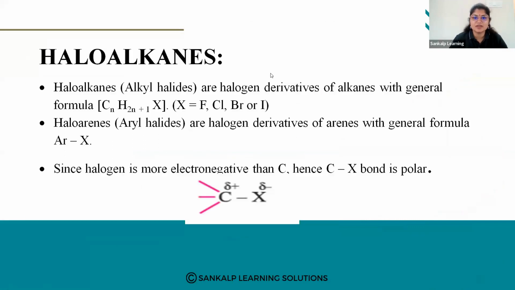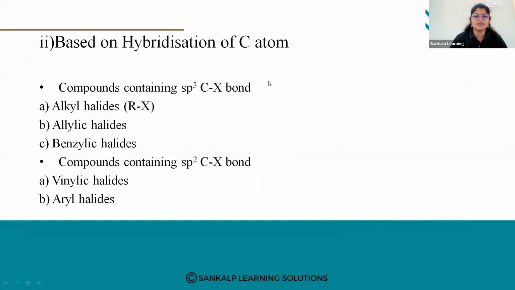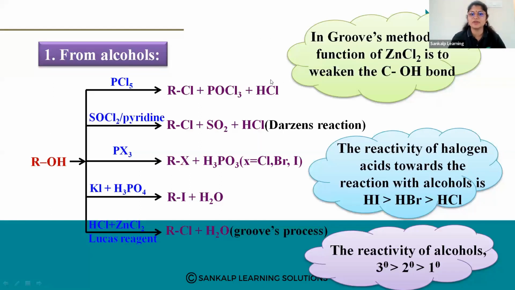So last class we had started with haloalkanes and haloarenes. We have seen the introduction and classification, right? So today we are going to start with methods of preparation. The first method of preparation of haloalkanes is from alcohols.